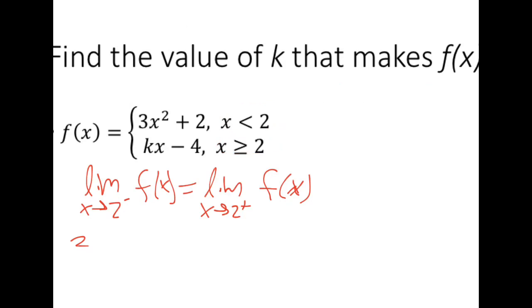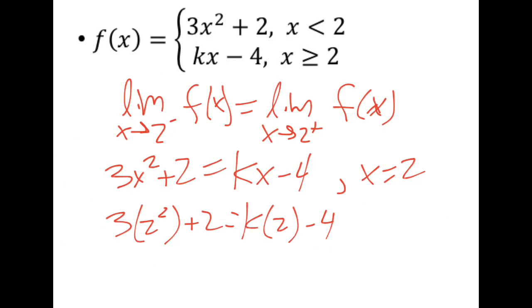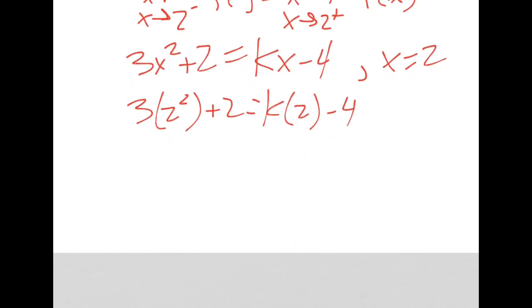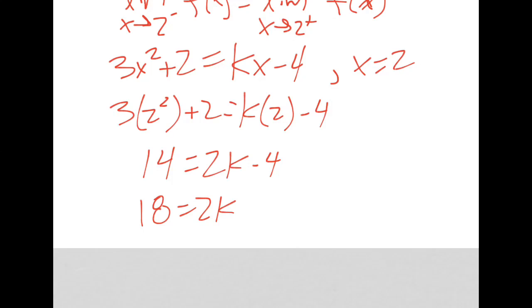So we need 3x squared plus 2 to equal kx minus 4 when x is equal to 2. So let's substitute in 3 times 2 squared plus 2 equals k times 2 minus 4, just substituting in that x value there. And now we should simplify. 2 squared is 4 times 3 is 12 plus 2 is 14 equals 2k minus 4. Add 4 to both sides. 18 equals 2k. And so k equals 9.